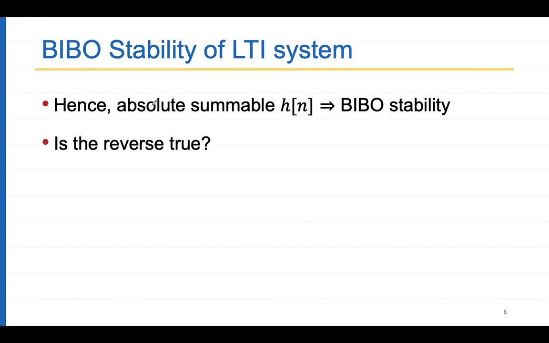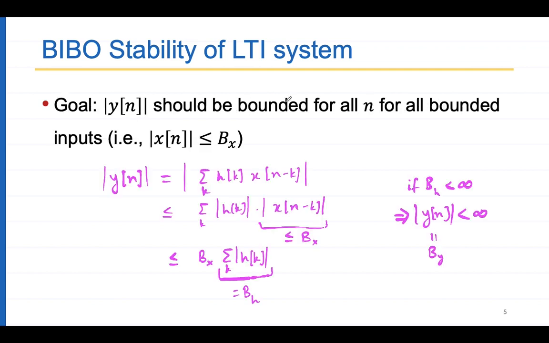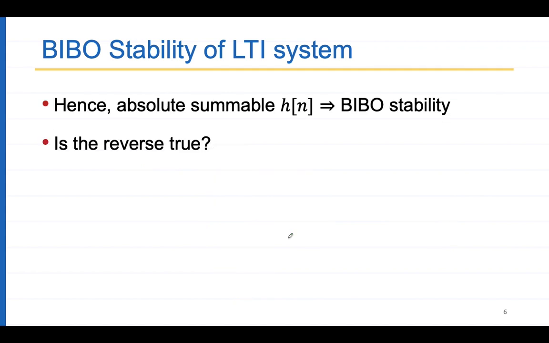Hence the property that the summation over the modulus of h[k] is always bounded, which means absolutely summable h[n], this property implies BIBO stability, right? We just proved. Now is the reverse true? Okay, to prove the reverse, we start with BIBO stability and we try to prove that h[n] is absolutely summable. Let's see if we can do that.